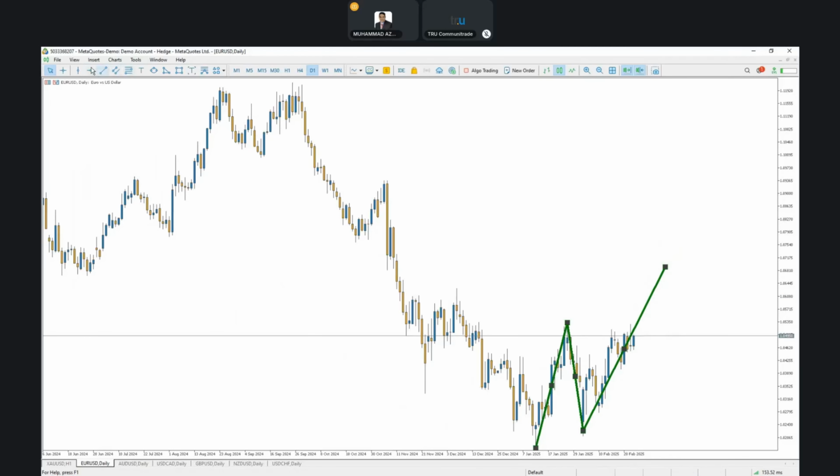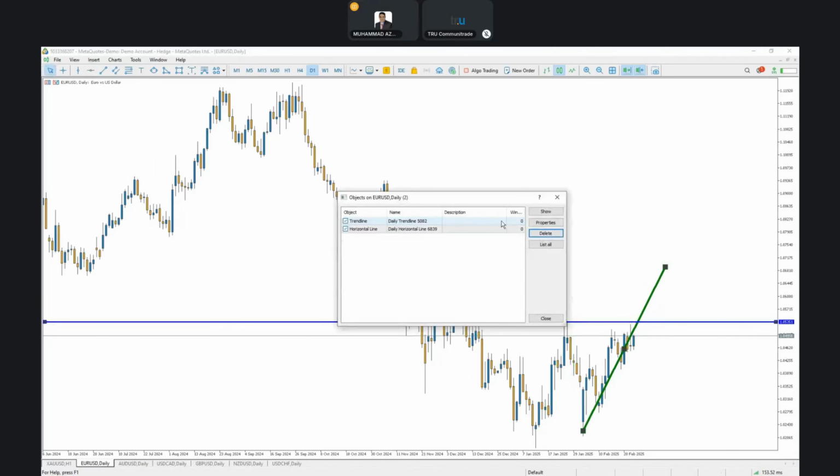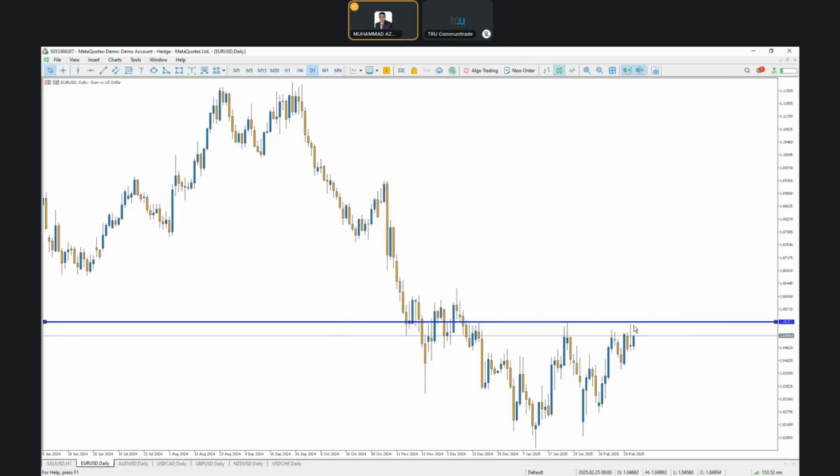Okay, so we're getting this breakout sooner or later in the euro dollar currency pair. I would say my forecast is bullish based on this trend analysis. The chances are high that it's going to rise up further.